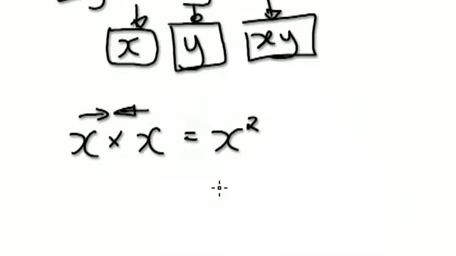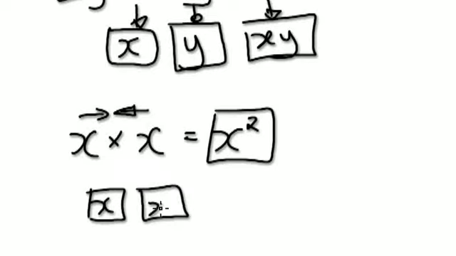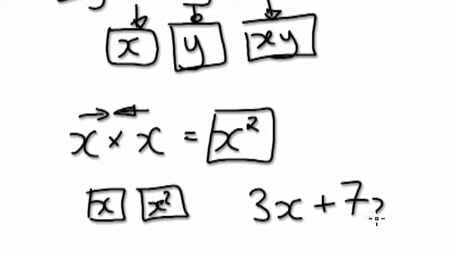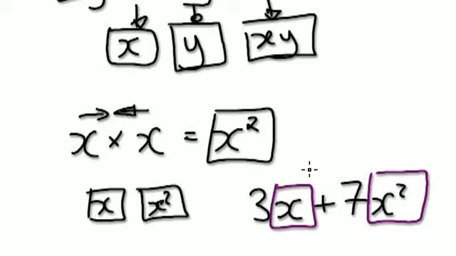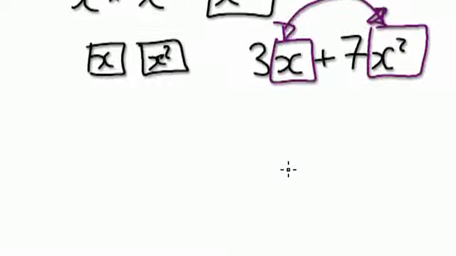Now x squared is a new entity. It's different from x, so these two are different. So if I were to ask you what's 3x plus 7x squared, well, this is different from this. So you can't add the two. You just got to leave it as it is. So it will be 3x plus 7x squared. These two have to be the same in order for you to add. Okay, but to times, you can just times them.